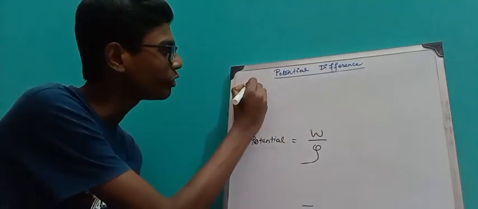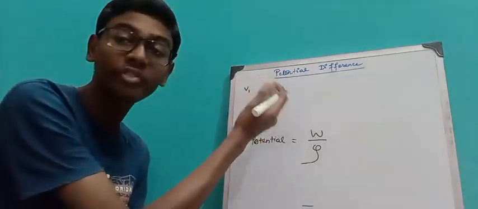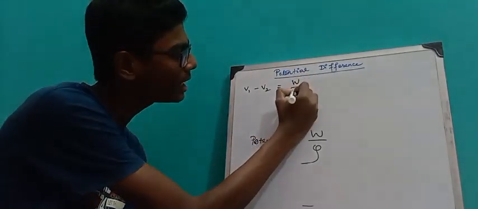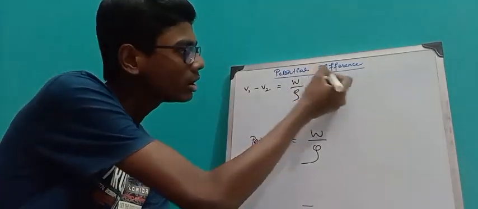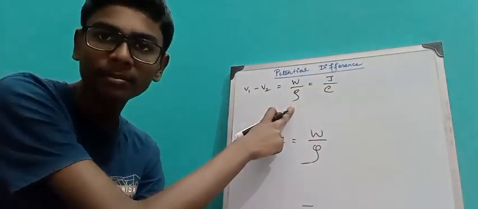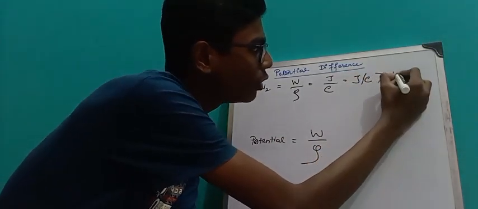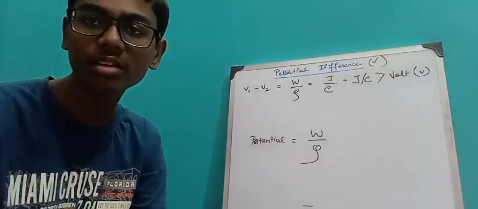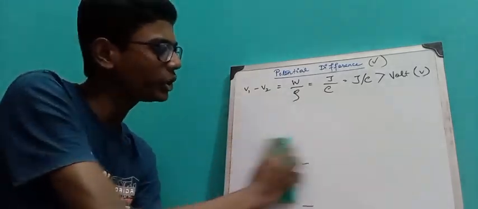So how can we find the difference? Representing potential by V, V1 minus V2 equals work done per charge. If we talk about units, W is in joule and charge is in coulomb. So joule per coulomb is represented by volt, written as small v, and potential difference is represented as capital V. So that was all regarding potential difference.